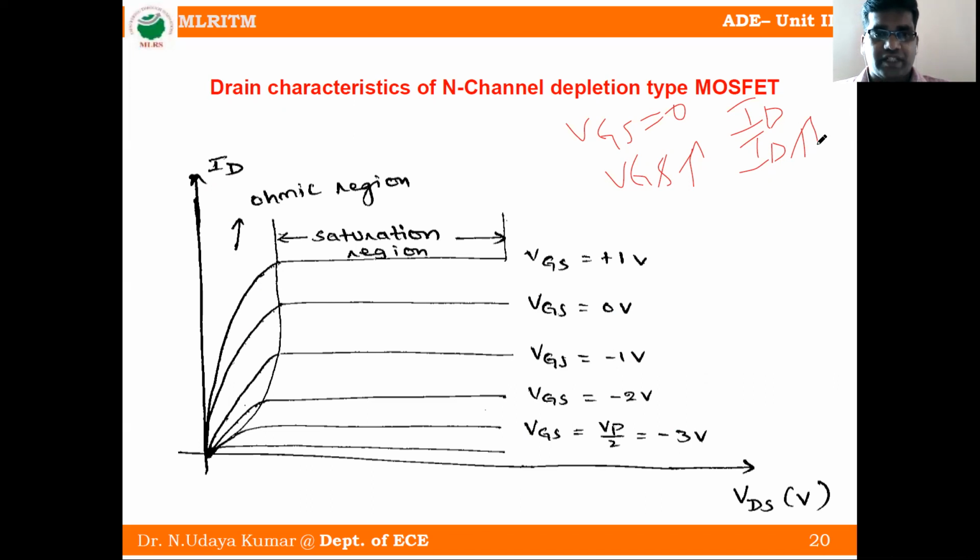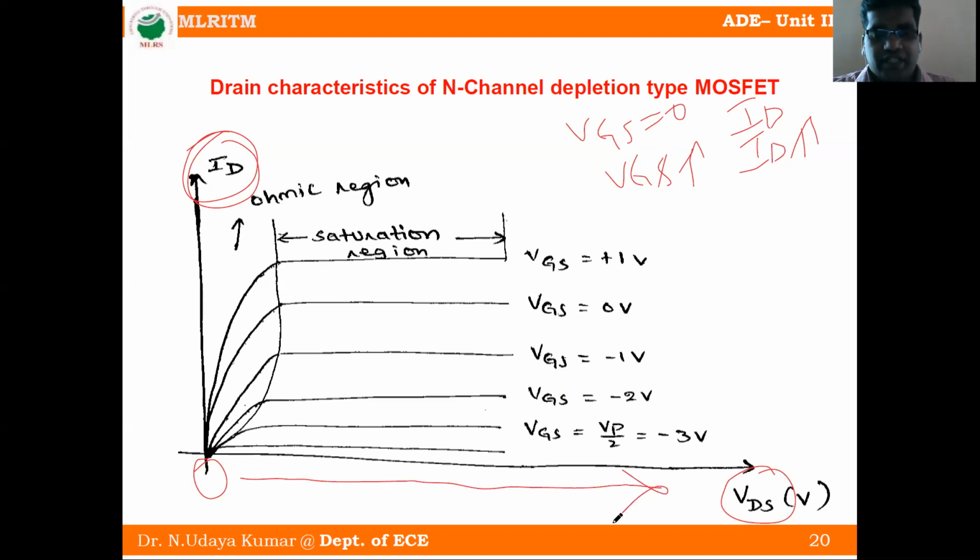Next, we will see the drain characteristics of the N-channel depletion type MOSFET. From the figure, the x-axis is VDS and the y-axis is ID. VDS means the drain-source voltage and ID means the drain current. So whenever VDS is increased, starting from the origin 0, this is the increasing path.